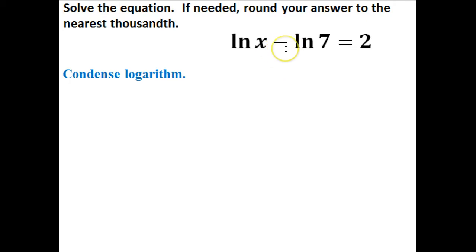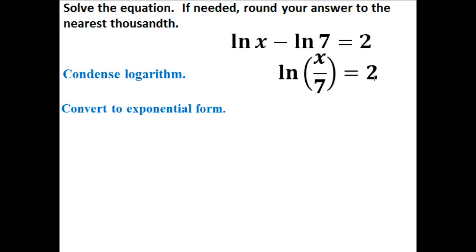This subtraction sign means I'm going to end up dividing whenever I put it in there. This would be x divided by 7. So I've got the natural log of x divided by 7. Again, the division sign comes right here from the subtraction sign here. If this were an addition sign and we were combining them, then it would be 7x, but this one is a subtraction sign, so I'm just going to divide it. This 2 here, I didn't really do anything to the right-hand side.